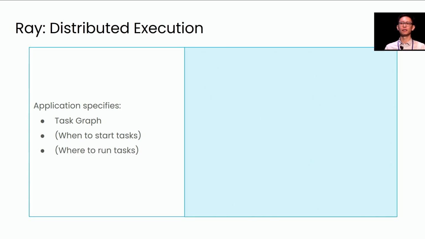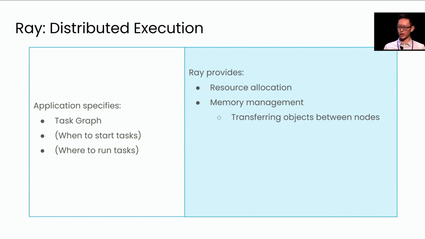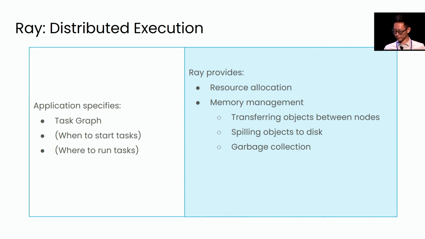On the other hand, this general purpose data plane can provide a lot more system functionalities, such as resource allocation. It provides memory management. Most importantly, it provides the ability to transfer objects between nodes. It can handle automatically spilling objects to disk and recovering them from disk. It can handle garbage collection when the references go out of scope.